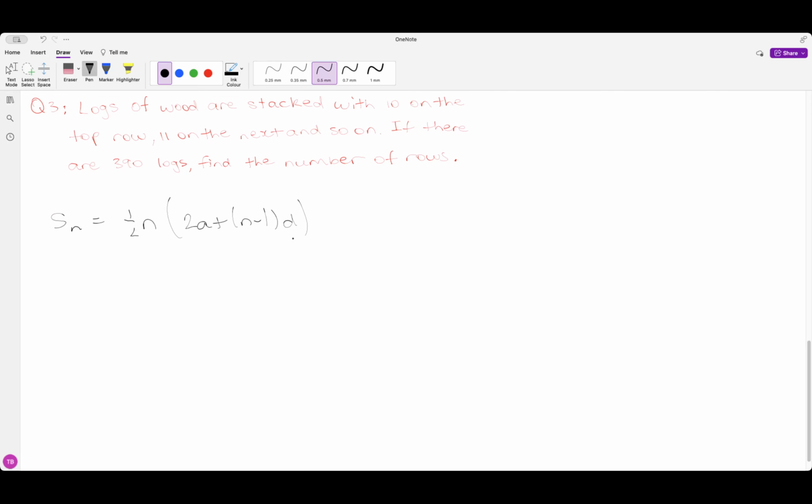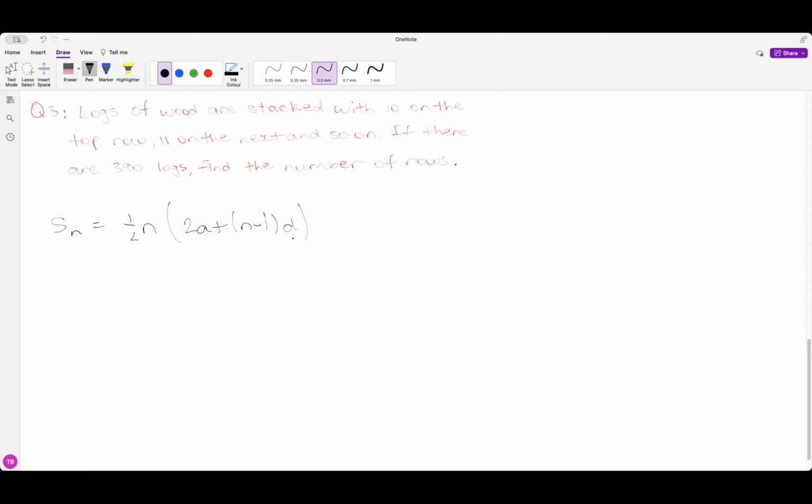Okay, and we need to think about what we're given here. Now, it's not as clear in this case, because I'm not just given the set of numbers like I have in the other questions. That's okay. If I remember, my A is my first term. And if you think about what this example is actually going to look like, it's logs stacked in a triangle. So I'm going to have the lowest number on top, and each row they're going to add one more. Now that actually gives me my A and my D in the question.